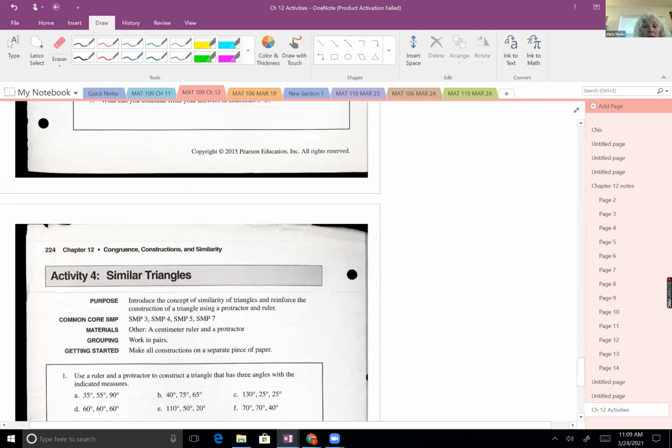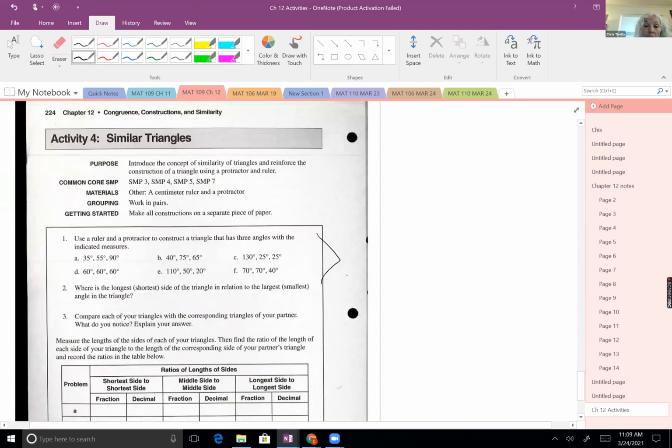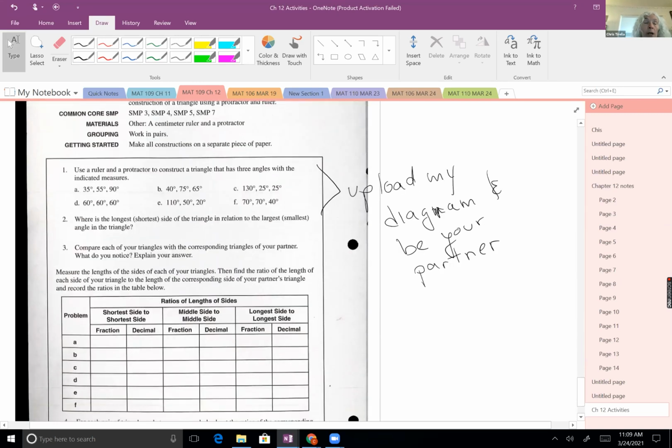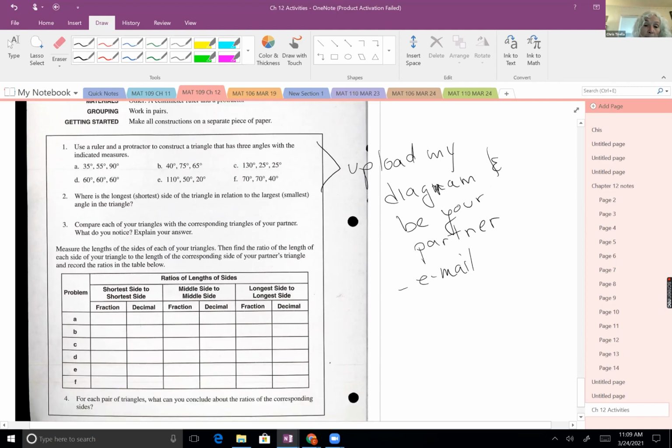And now this one, similar triangles. I will upload my diagrams and be your partner. I'll upload them into Blackboard, and I'll also email them to everybody so that you have those results to compare.